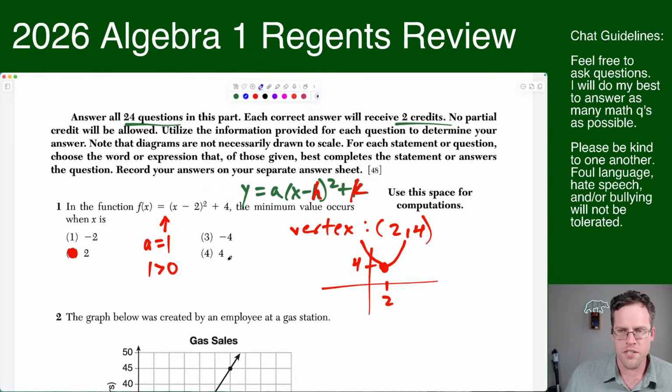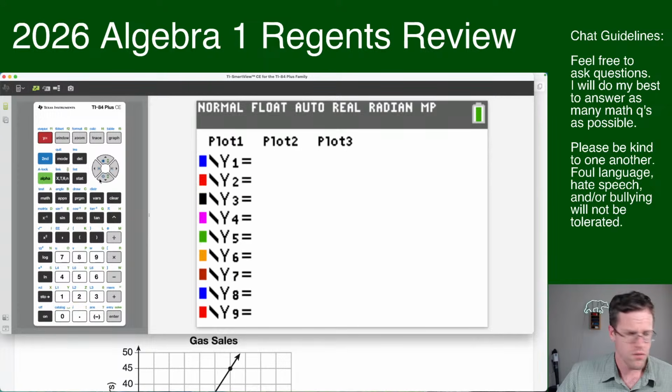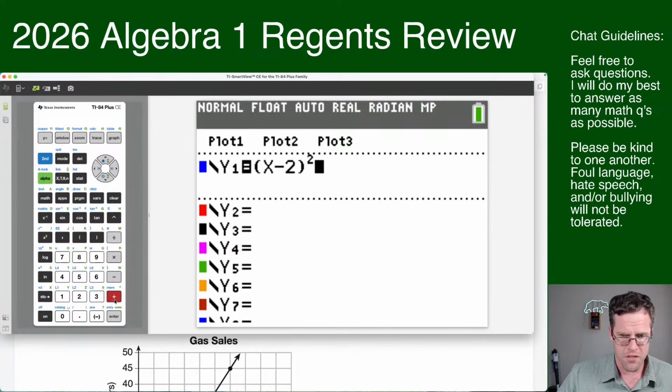All right. So once again, the concept was this formula here, vertex form, and I identified the h and k values here as 2 and 4. So the vertex is at 2, 4. The parabola is opening upwards. But now, how do I do this with the calculator? So y equals, and I just type in the function: parentheses x minus 2 squared, and then plus 4.